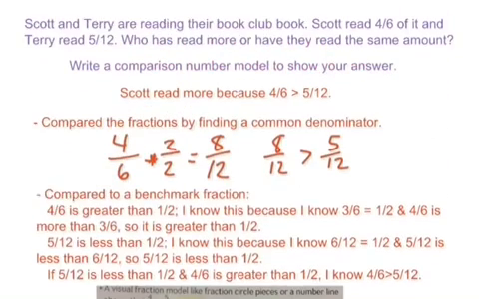And here we go. So hopefully you'd be able to tell me that Scott read more because 4/6 is greater than 5/12. Here's some of the ways I might have solved it. I might have found that common denominator. I know that 6ths and 12ths are multiples. 12 is a multiple of 6. So I could do 6 times 2 to get myself there. Whatever I do to the bottom, I have to do to the top. So 4 times 2 is 8. So now I'm comparing 8/12 to 5/12. Well, there's 8 of the parts, which is going to be more than 5 of the parts, right? So that's definitely something I could do.